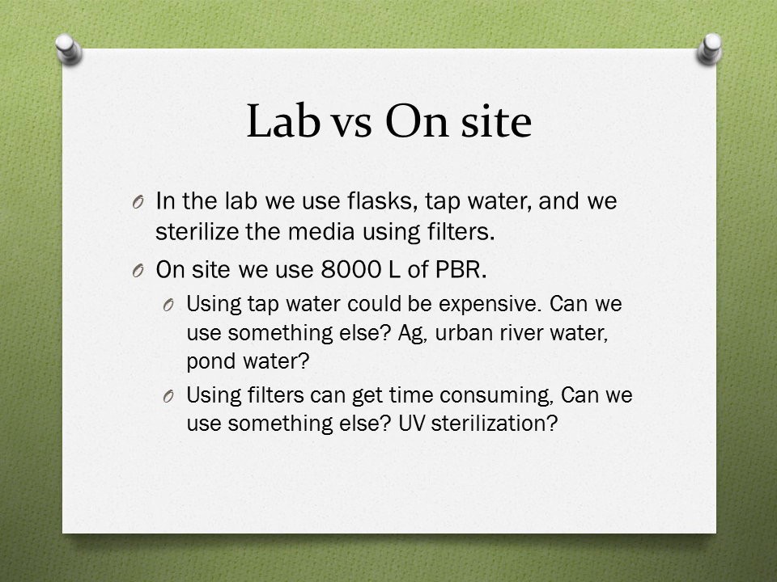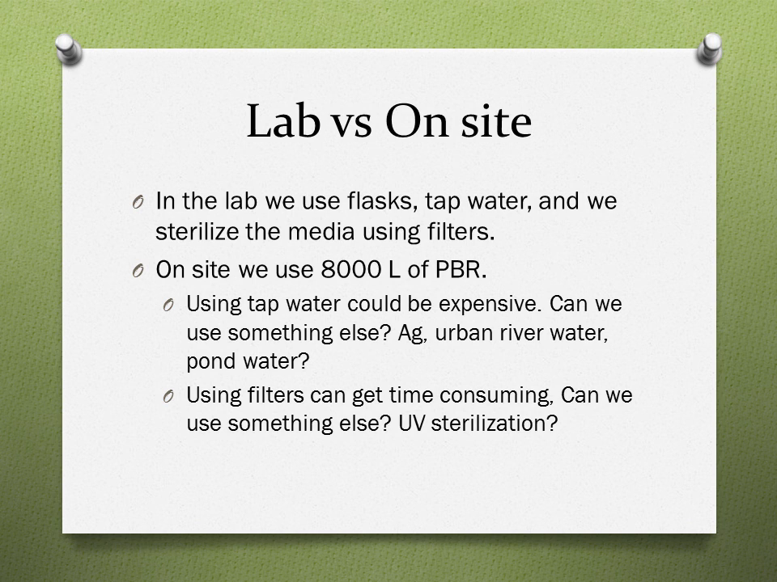Okay, so I just want to go through a different example just to give you an idea of another ANOVA that we might be able to use. So instead of just thinking about the tap water difference from when we're dealing with what's going on in the lab to dealing with what's going on site, the other thing is the sterilization. In the lab, we use filters. We just run all the water through a filter and it gets rid of all the bacteria. But when we're talking about 8,000 liters, that's going to be too time consuming. So the question is, what if we use UV sterilization?